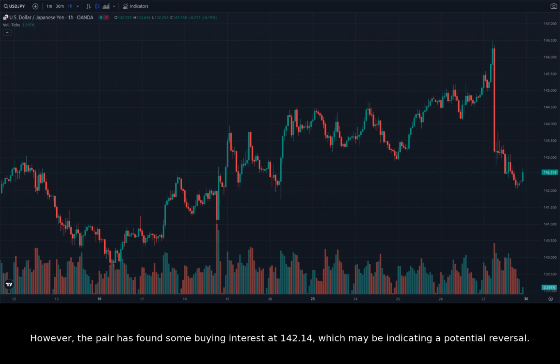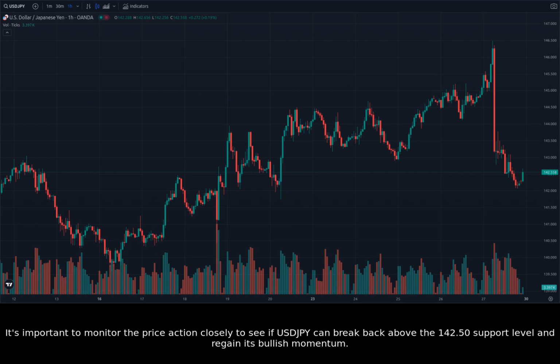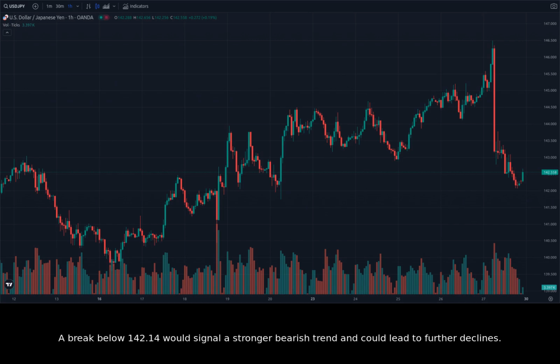However, the pair has found some buying interest at 142.14, which may be indicating a potential reversal. It's important to monitor the price action closely to see if USDJPY can break back above the 142.50 level and regain its bullish momentum. A break below 142.14 would signal a stronger bearish trend and could lead to further declines. This is why we should switch back to the daily chart to see what the longer-term context is.